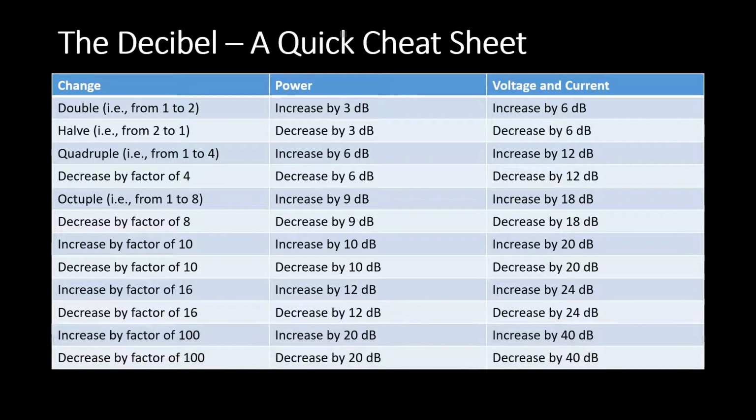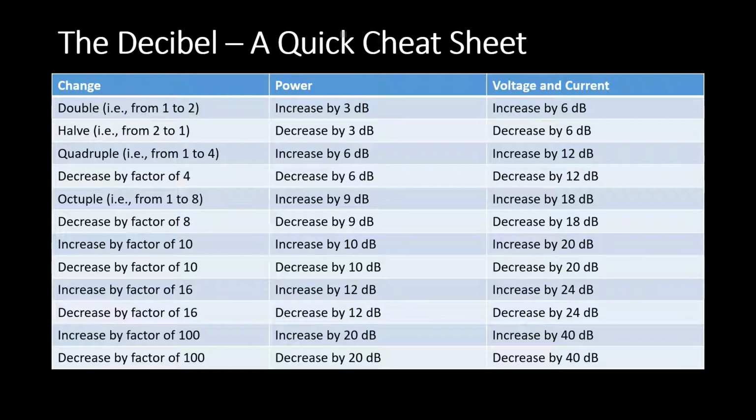And then one more that I'll throw in there is an increase by a factor of 100 is 20 decibels. So we can see here how using the logarithmic decimal scale takes very large differences and makes them much smaller. A factor of 100 times is only 20 decibels. And if you remember, a factor of 10 was 10 decibels, and we got to 10 by multiplying by 10.